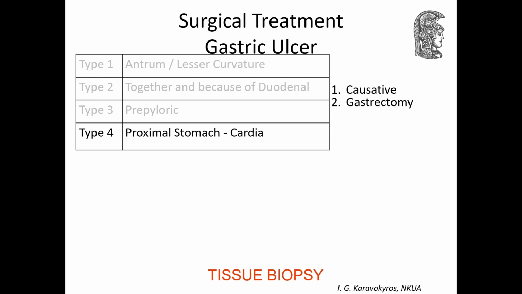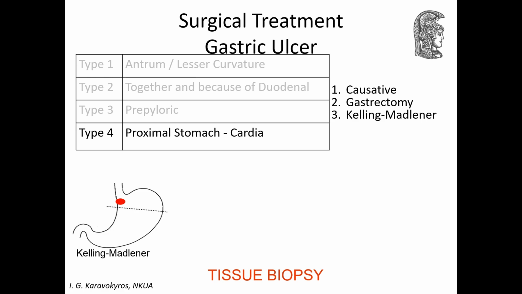Total or central gastrectomy for ulcer disease was abandoned due to high morbidity and mortality in the past, and distal gastrectomies are precluded due to the localization of the ulcer. The Kelling-Madlener procedure, which is distal gastrectomy with multiple ulcer biopsies to rule out malignancy, had disappointing recurrence rates.